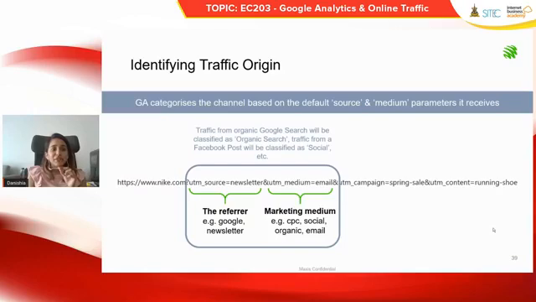So when GA defines those channels that I showed you earlier, it does it based on default source and medium parameters that it receives. So for example, when you click in from a Google search, it will automatically be classified as organic search because the referrer would be Google and the medium would be organic. If they clicked in through your regular Facebook post, it would be classified as social because the referrer would be Facebook and your medium would be social, for example.